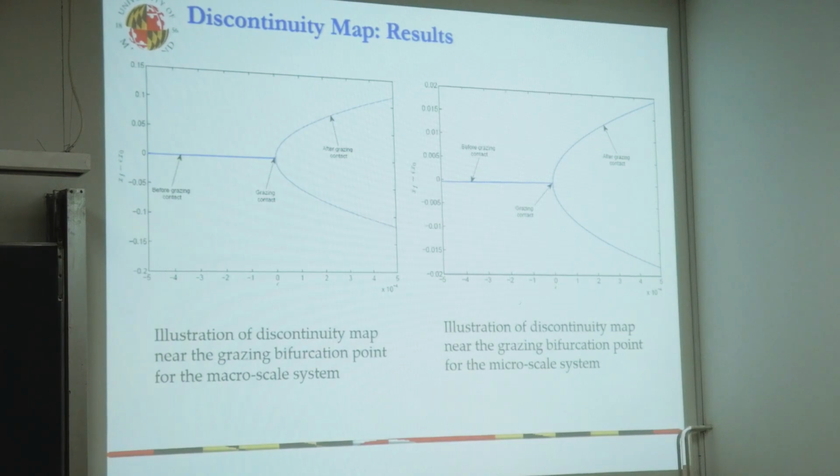So the question is, if I come and operate the system somewhere out here, could I use noise to push it close to grazing contact, just past it, so that I can detect the fact that I have grazing contact?